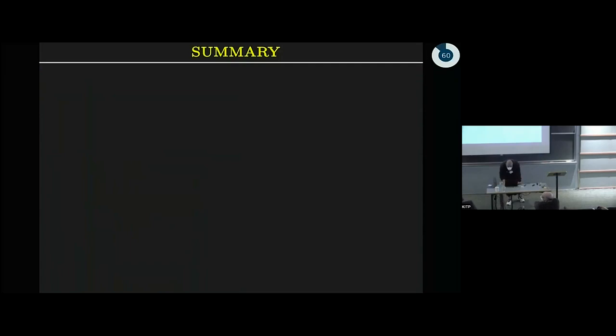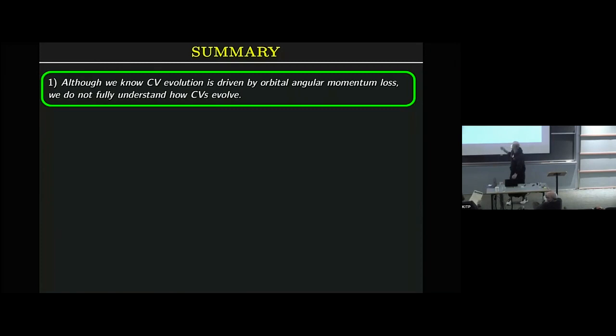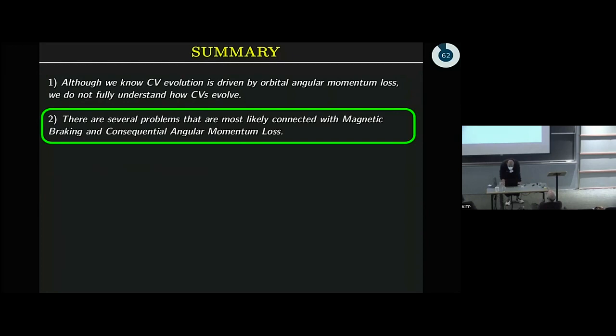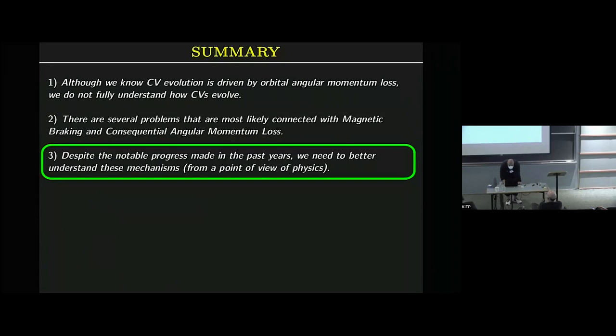Then I start the summary. So we know that CVs are driven by orbital angular momentum loss, but we don't really know in very much detail. There are a lot of missing ingredients. So these problems are likely connected with the poor understanding we have about magnetic braking and also this consequential angular momentum loss. And despite this progress we have in this more mathematical way of addressing this, we need to think about them from a point of view of physics. I mean, we should not forget about the physics, because otherwise we cannot improve any model if we don't know the physics.